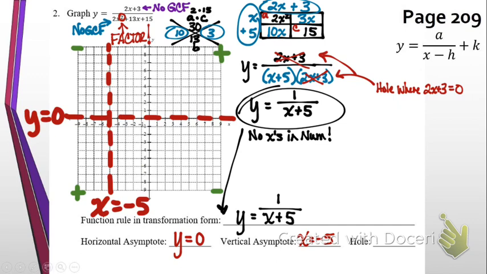So if I wanted to find the coordinates of the hole, I need to solve this so that I can find the x part. What's the first thing I would need to do as I'm solving this? Minus 3 on both sides. So I get 2x equals negative 3. And then divide both sides by 2. What is negative 3 divided by 2? Negative 1.5. So that's going to be the x part of the ordered pair for the hole.